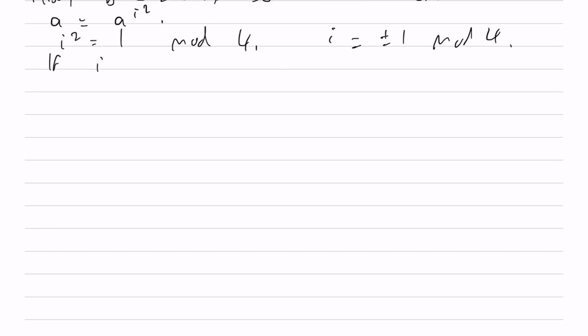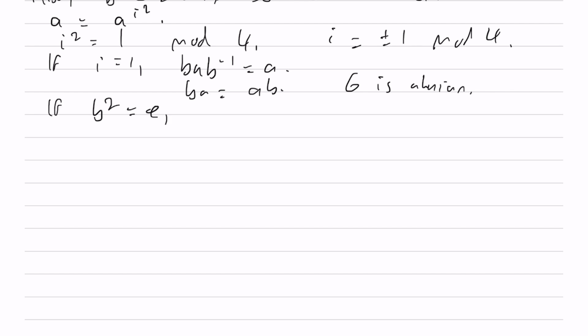If I equals 1, then BAB inverse is equal to A. So BA equals AB, and G is abelian. So we now have different cases for what B squared is. If B squared is the identity, then G is going to be this direct product, since G must just be A and the coset of B in A, and that's isomorphic to C4 cross C2.